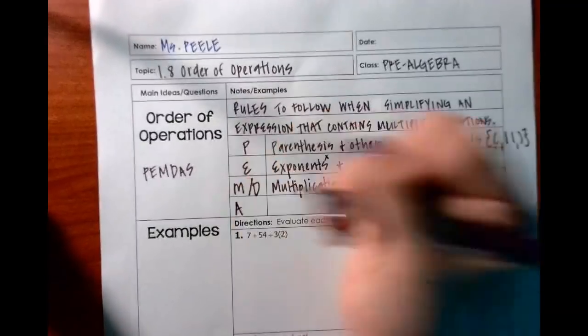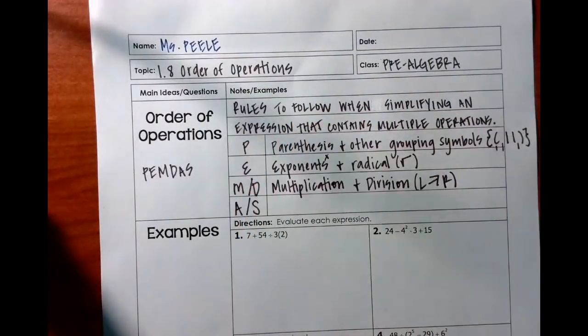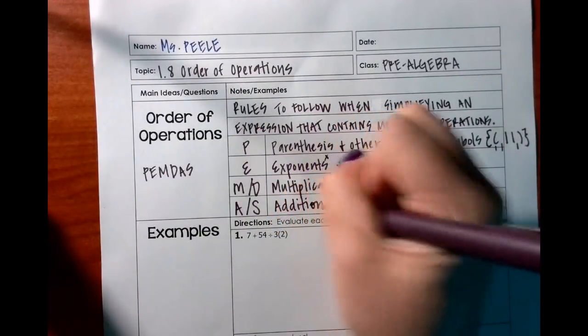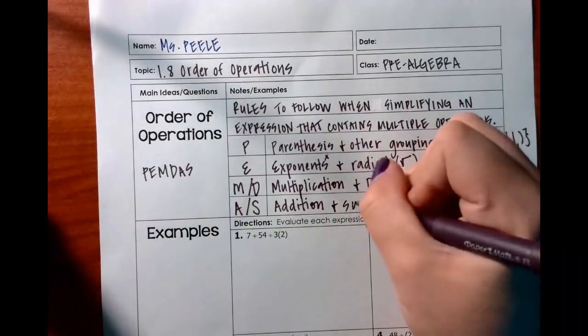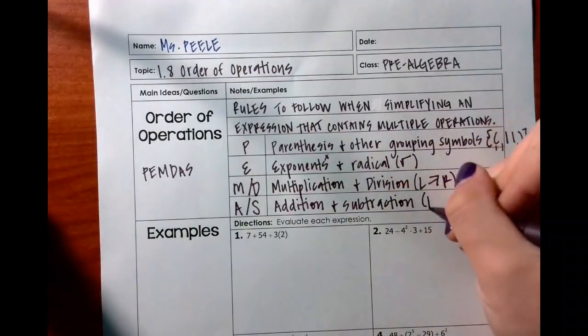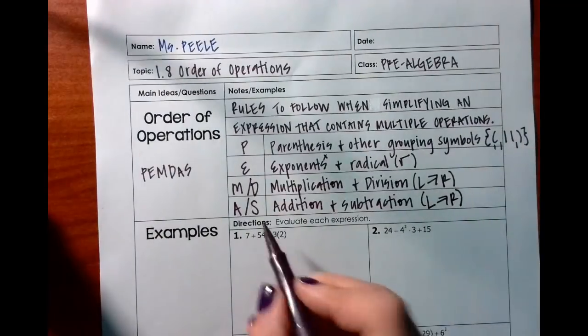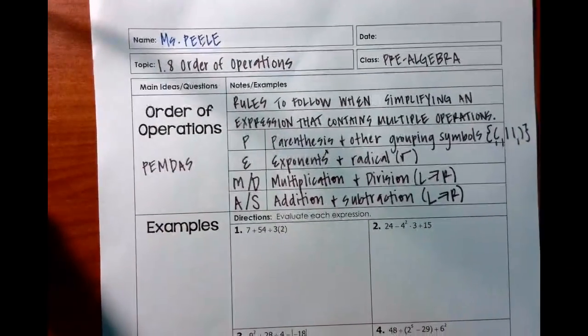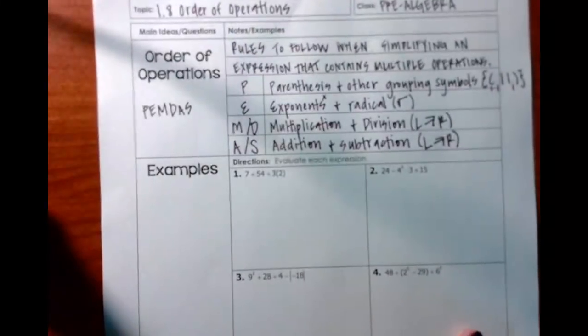Now, the A and the S, I think you can figure out now, probably stands for addition and subtraction. And the same rules apply as multiplication and division. You're going to go from the left to the right, in which whatever you encounter first is the operation you're going to do first. So the first thing I want you to do is let's look at number 1.